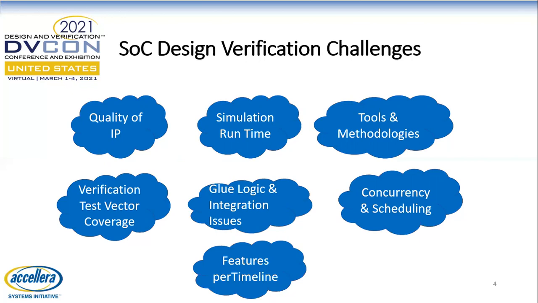The next item is tools and methodologies. Less optimized tools and methodologies can also affect the SoC verification timeline. The next challenge is verification test vector coverage. The challenge here is finding and covering all the essential test vectors and running them. We have to cover all the corner case scenarios which are critical.